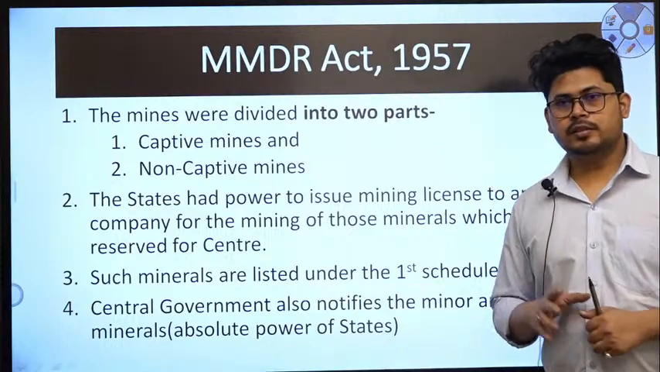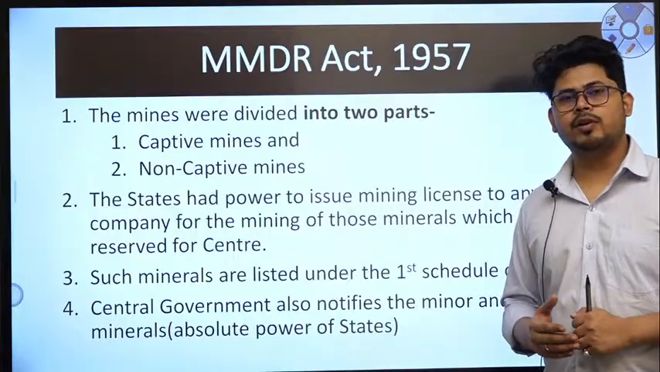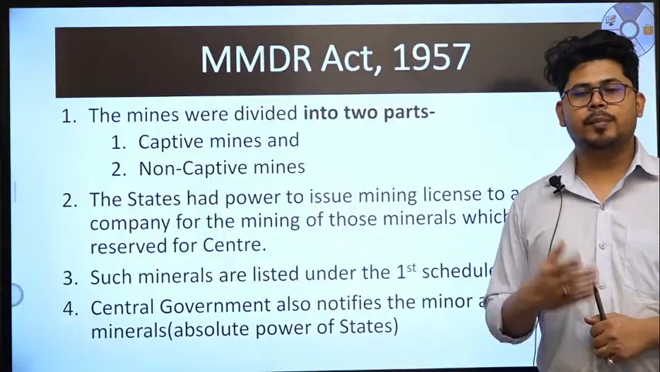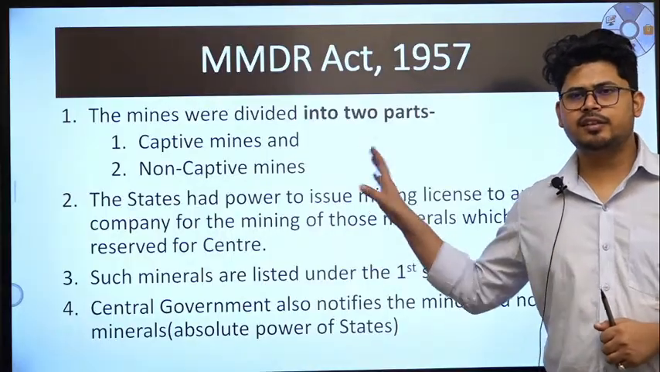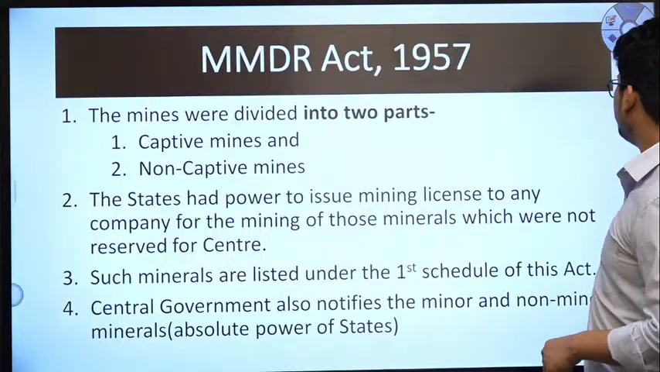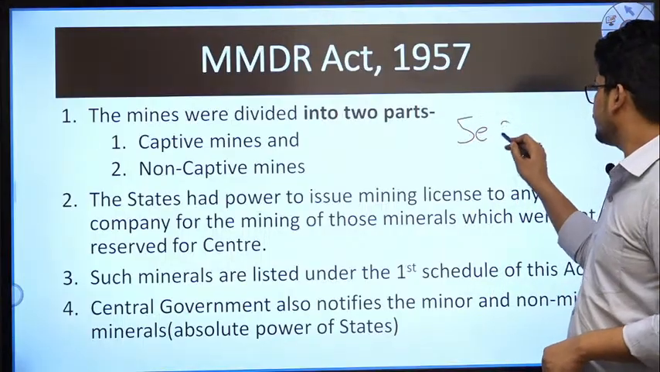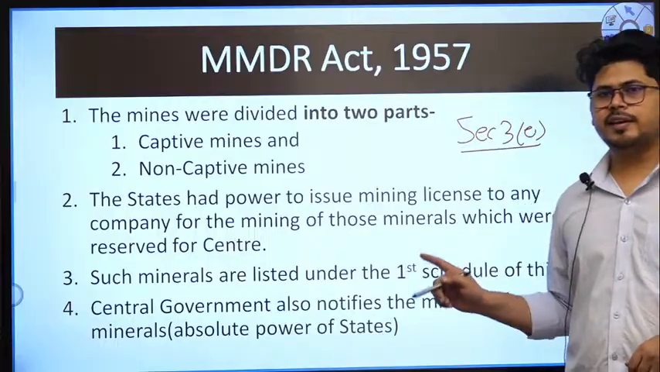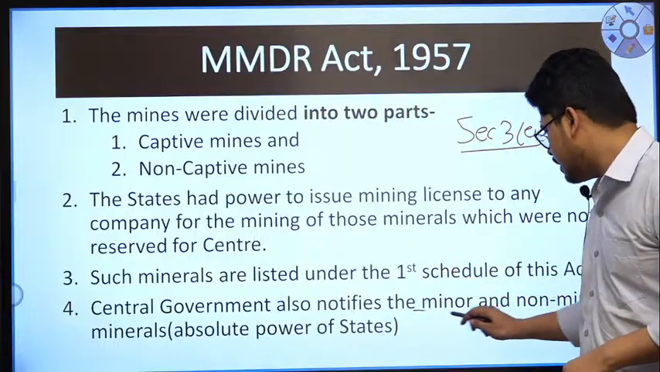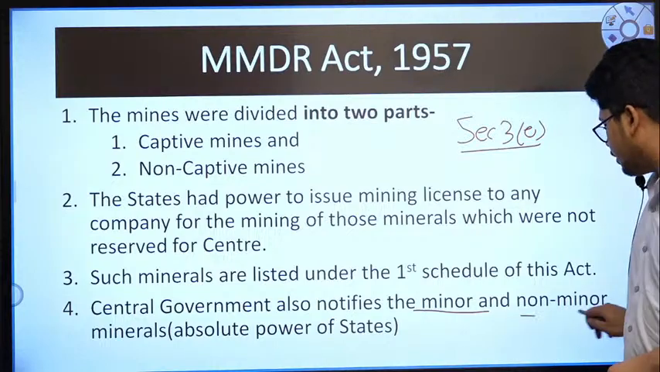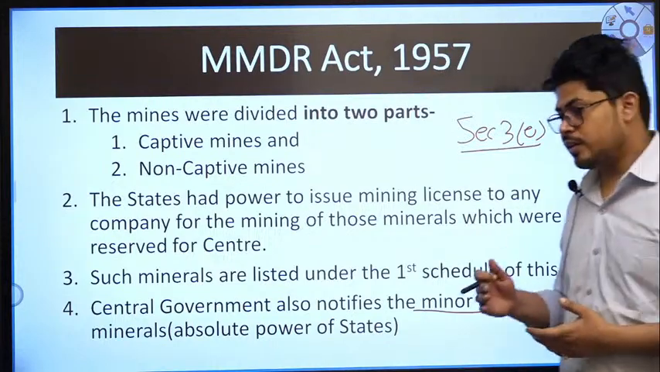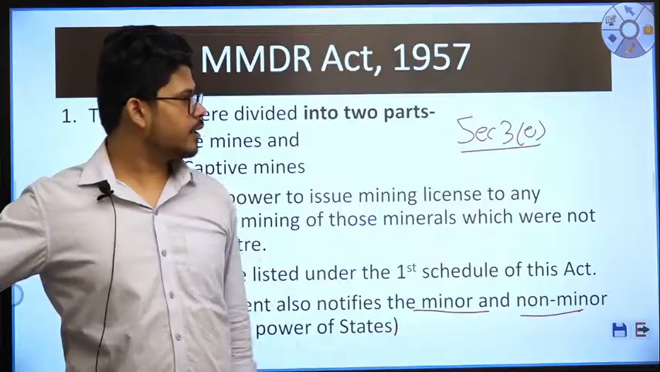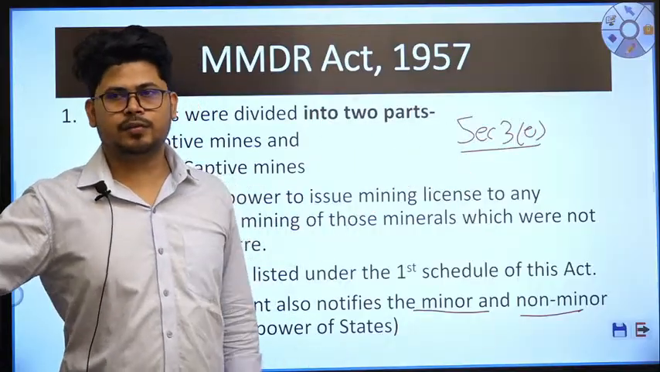Now, the fourth very important thing is the central government had the power to declare minor minerals. There is no such term as major minerals. ठीक है? Major minerals is not defined under any section of MMDR Act. But section 3E states that the central government has the power of declaring any mineral as minor mineral. But non-minor mineral का declaration जैसा कुछ नहीं था. तो any mineral that has not been declared a minor mineral is non-minor mineral or major mineral. ठीक है? That is section 3E of MMDR Act 1957.